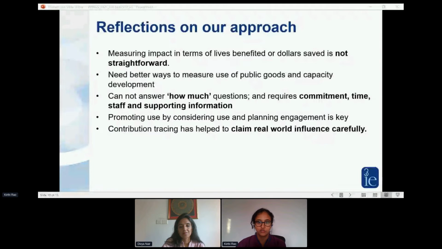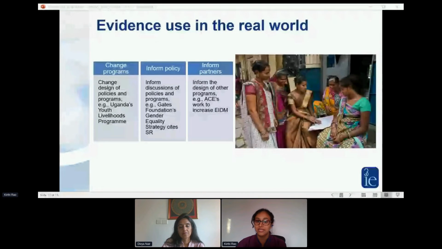So on this note, I'd like to move to some examples of use of evidence in the real world. We have verified the first two instances using contribution tracing. The first instance relates to an impact of a mixed methods evaluation project. In 2019, our partners in the Ministry of Gender, Labor and Social Development in Uganda tipped us off about how the mixed methods evaluation project is influencing Uganda's flagship youth livelihoods program. And it's basically contributing to a cabinet decision around the program.